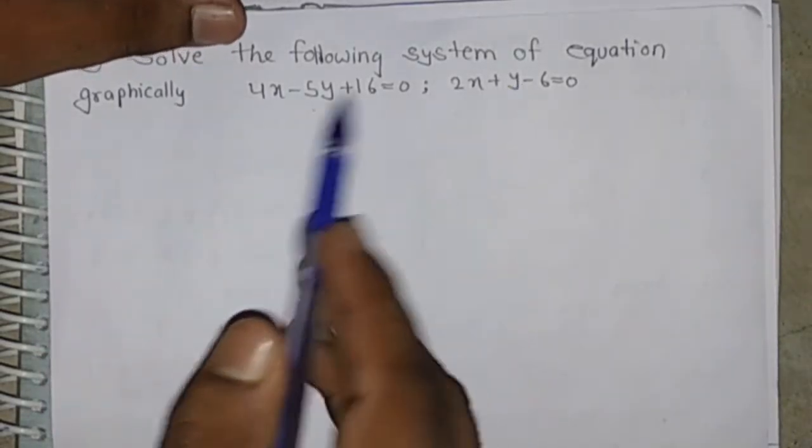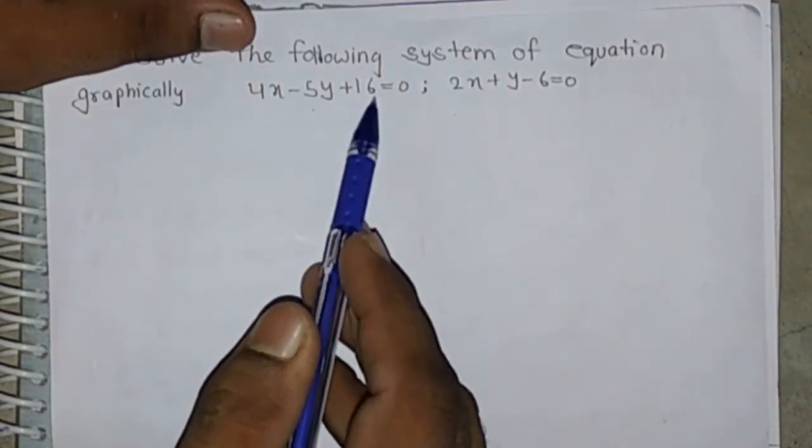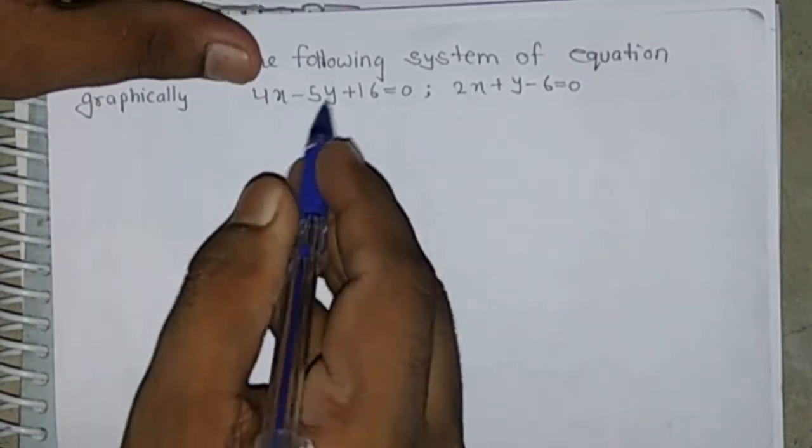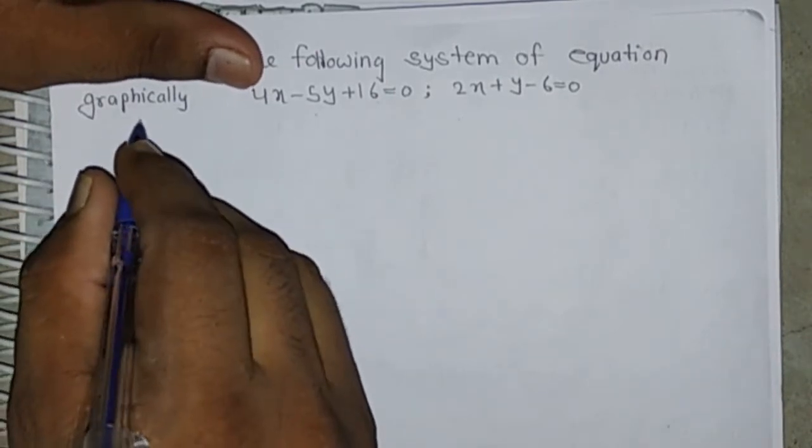Solve the following system of equations graphically: 4x minus 5y plus 16 equals 0 and 2x plus y minus 6 equals 0. First we take the first equation.